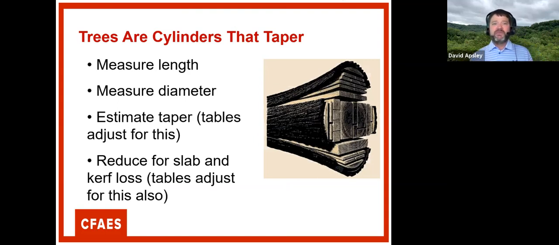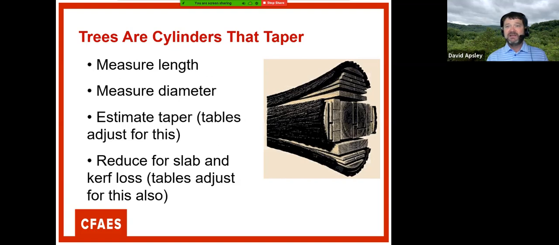They get a little bit smaller as we go higher up on the tree. So if we wanted the volume of a cylinder, we would need to know the diameter of that cylinder, and we need to know the length of that cylinder. And then in forestry, there's lots of different tables and formulas we can use to estimate the taper and to reduce for the loss of wood. If it goes through a sawmill, you're going to lose wood.